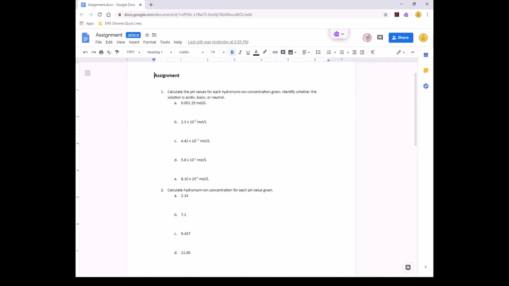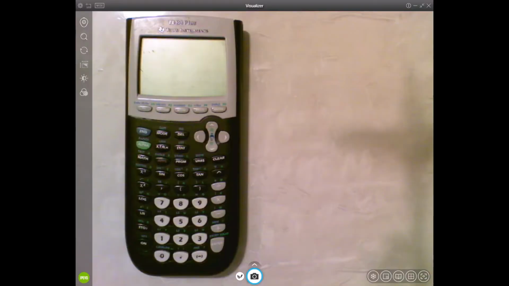Hey guys, I'm just going to go through that assignment from yesterday. I've got a little hookup so we can see what my calculator is saying. So this is the assignment. So all we have to do is, this is how we can see what I'm typing in my calculator to help you out. Okay.